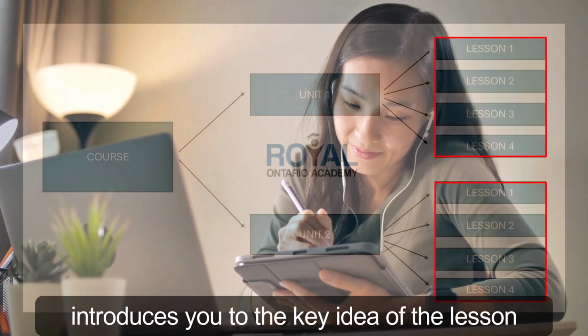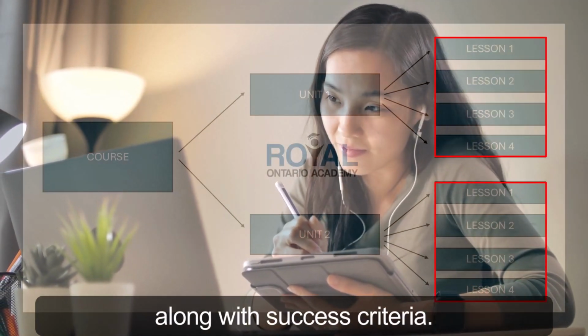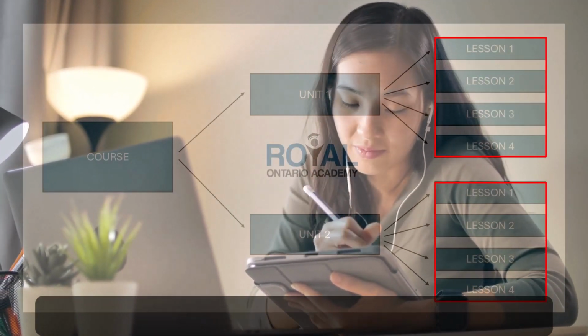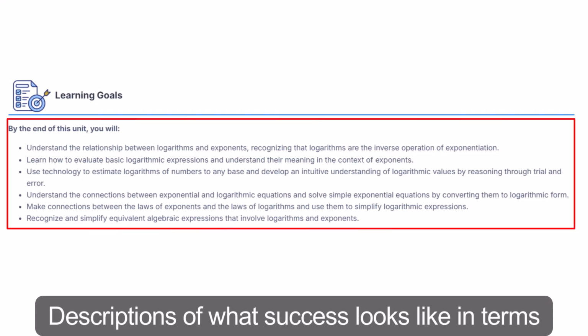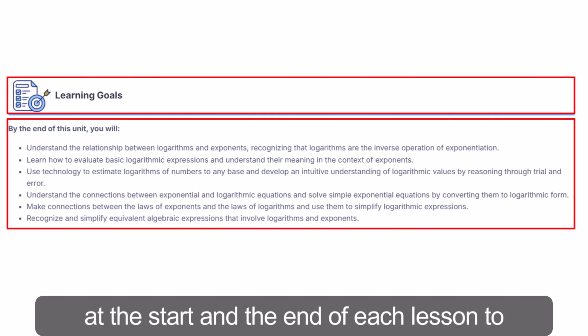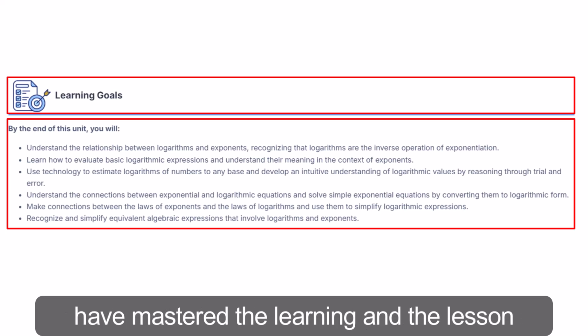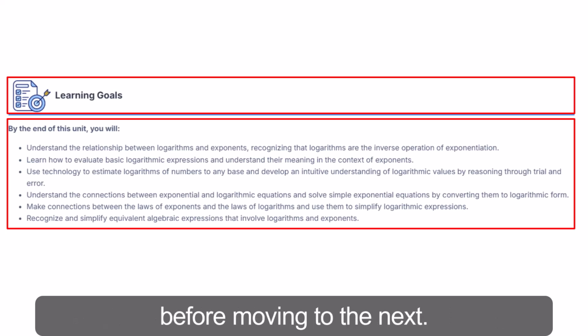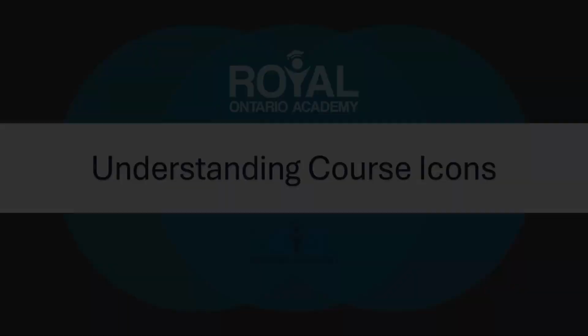Each lesson introduces you to the key idea of the lesson along with success criteria, descriptions of what success looks like in terms of learning goals. Use these statements at the start and the end of each lesson to monitor your learning and judge whether you have mastered the learning in the lesson before moving to the next.